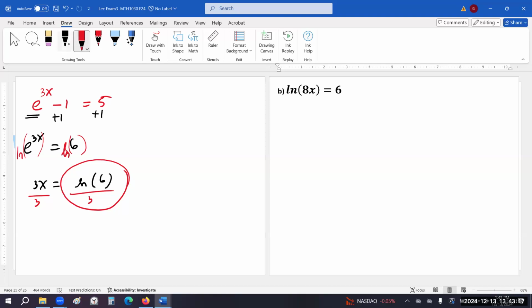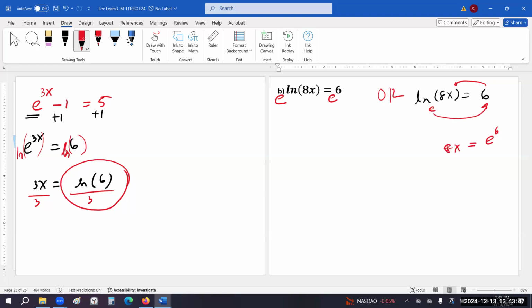So specifically for ln, we have the base e. So either you apply the base e on both sides, or you imagine that we have an invisible e here, so you convert them into exponential. e to the 6 equals 8x. Okay, so it's up to you. How do you want to imagine that?